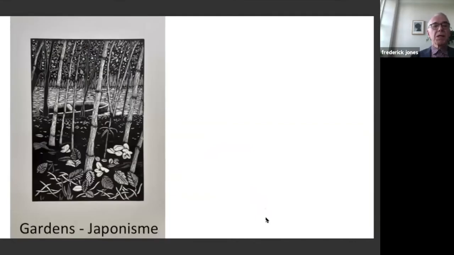Okay, space, another instantiation of space, the garden. I've done more than one garden print, but this is just a representation. And I've written after it Japanism. Not all gardens are Japanese, not all pictures of gardens are in the Japanese mode, but this is an engraving done from a sketch I made in 2017 of Monet's garden at Giverny. It's the bamboo section of his garden.